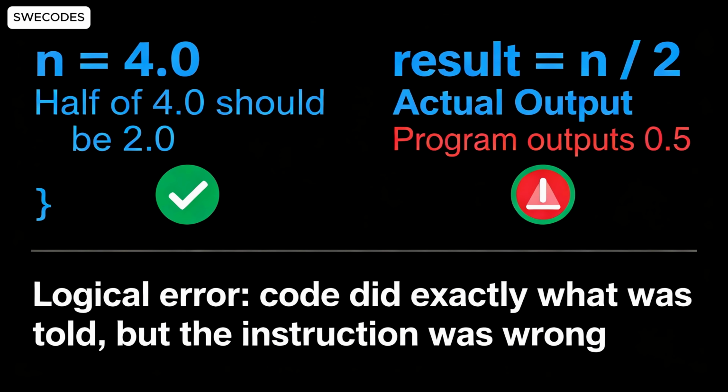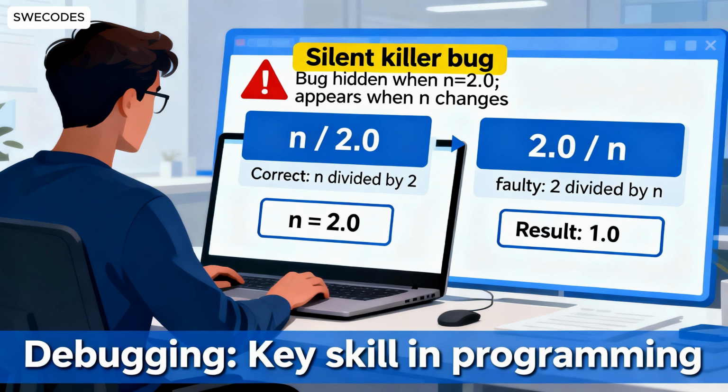But the program outputs 0.5. The mistake is right here. The programmer meant to write n/2.0, which is n divided by 2. But they actually wrote 2.0/n, which is 2 divided by n. The computer just followed the faulty instructions perfectly. This is the silent killer of bugs.